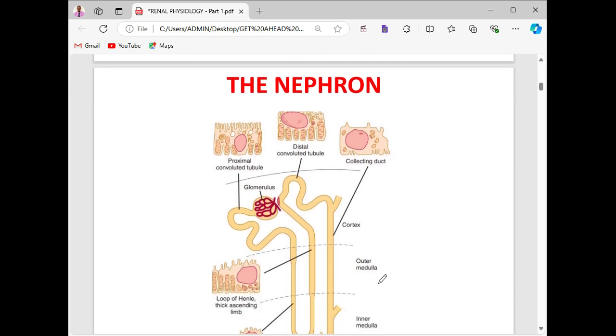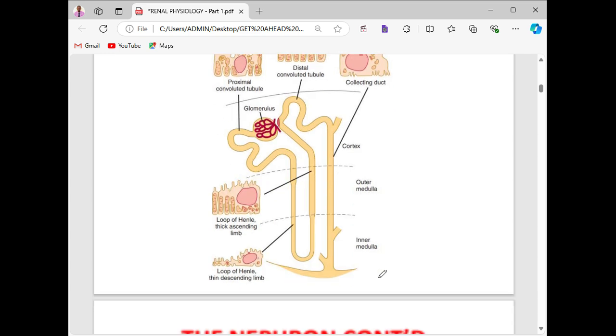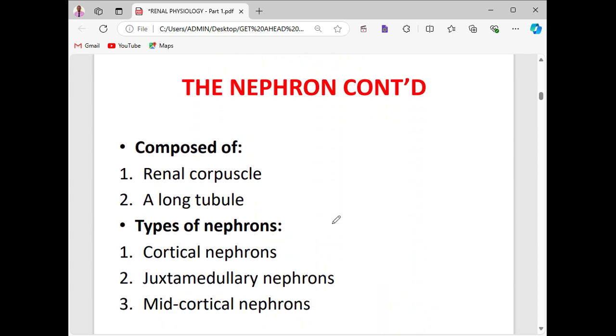So this is the nephron. By definition, the nephron is the structural and functional unit of the kidney, and we have approximately 1.3 million to 2.4 million nephrons collectively in both kidneys.